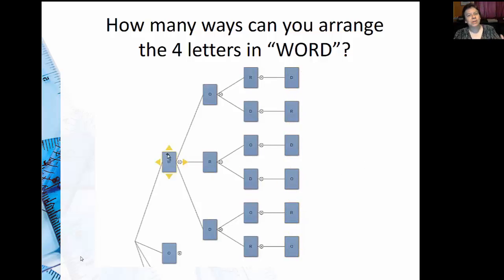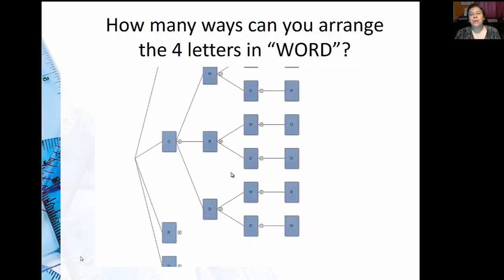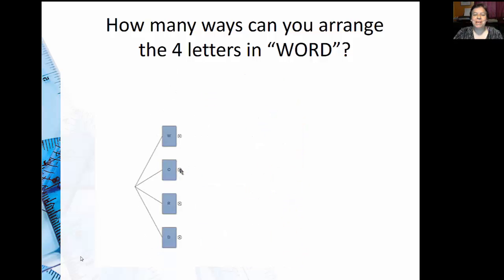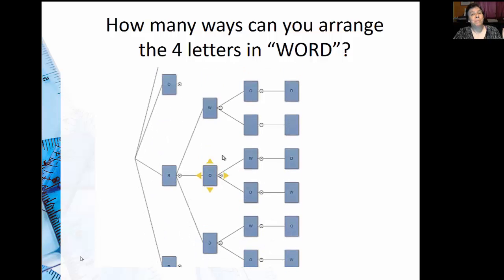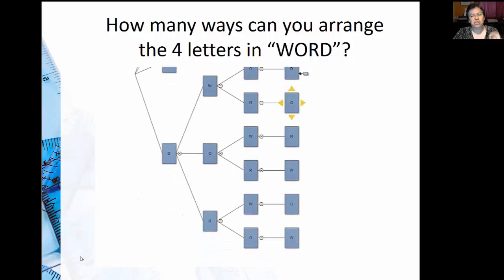So if I'm just looking at the first letter, I have 6 choices. Where did that come from? Well, the 6 came from the 3 choices for the second letter, and then 2 choices for the third letter, and 1 choice for the last. 3 times 2 times 1 is 6. And since I have 4 different first letters, I'm going to have 6 choices for each of those letters. And so that means I will have a total of 24 ways that I can arrange WORD.